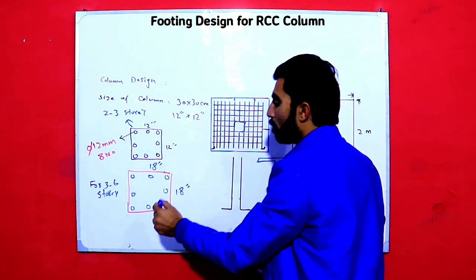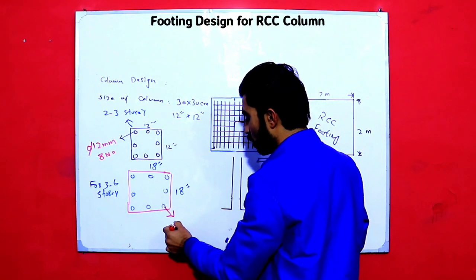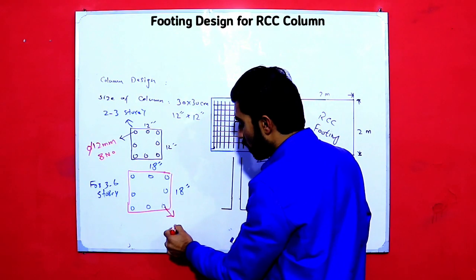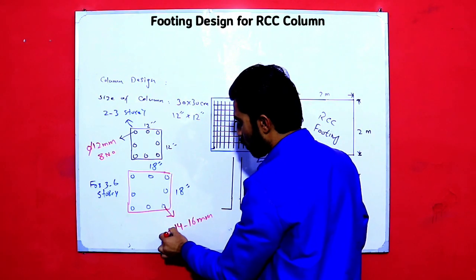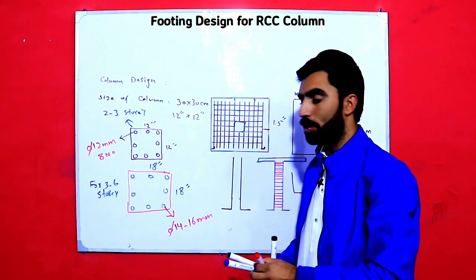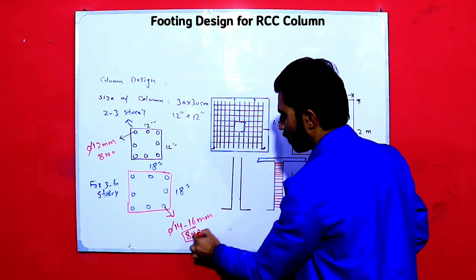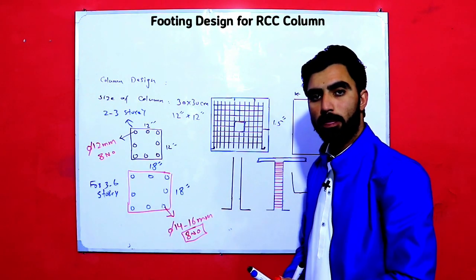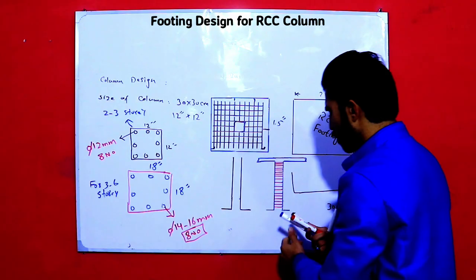Same like this, but here guys you can keep the dia of steel, that should be 14 to 16 millimeter. Dia should be 15 to 16 millimeter, its longitudinal bars, and use minimum 8 numbers. Right? Now guys, come to its longitudinal bars.